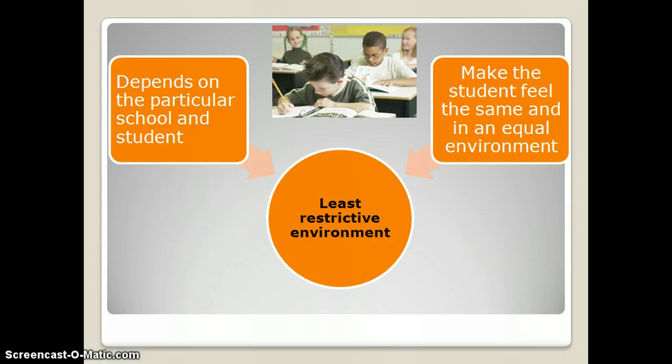The least restrictive environment. Well, this depends on the school and on the student, but you have to try to make your student with any disability or anything wrong with him feel equal in the same environment. So that means that he could be in a class and you could be teaching everyone, but he could be included. He could feel special, but he wouldn't feel excluded from any other person. Therefore, he will be a better student because he knows that he is able to talk with other students.